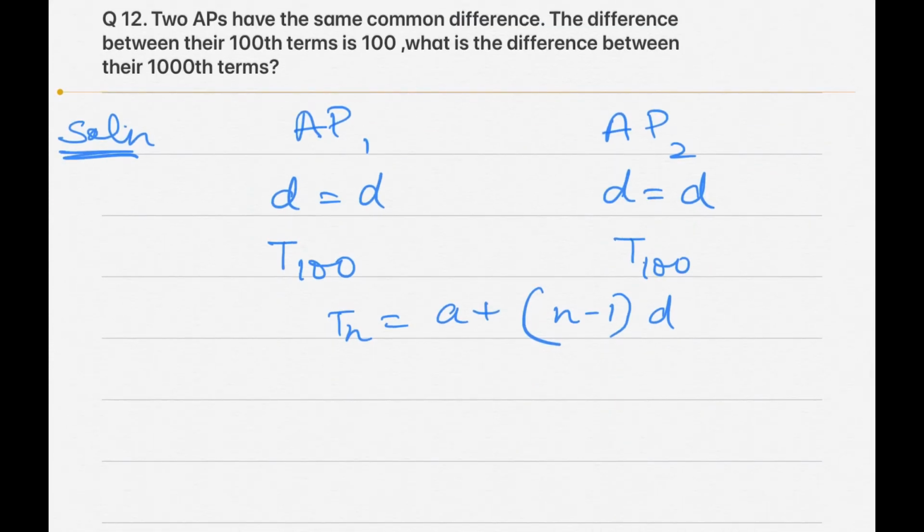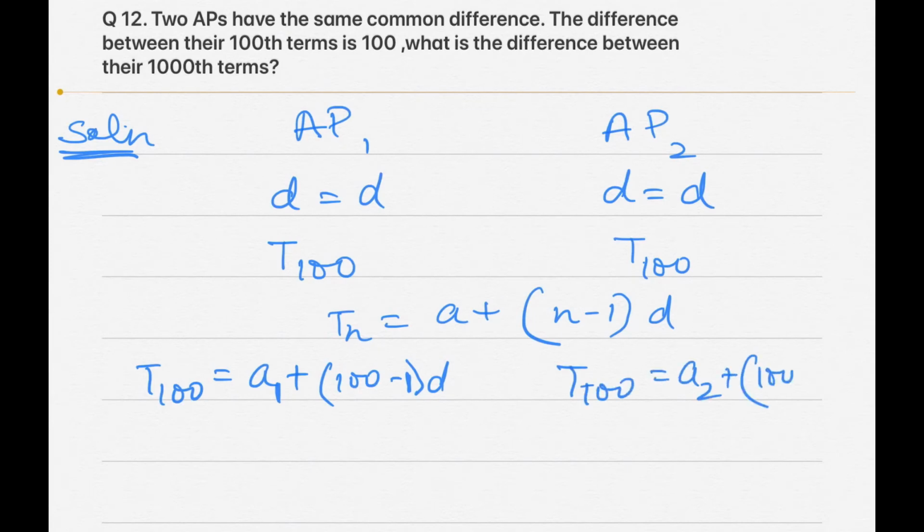Okay, so for AP1, what will be my T100 now? So T100 here will be equal to A plus 100 minus 1 into D. Okay, let me take A1 for this one. And for AP2, my T100 will be equal to A2 plus 100 minus 1 into D. So now this would be A1 plus 99D, and this will be A2 plus 99D. So I have found out the 100th term of two APs.